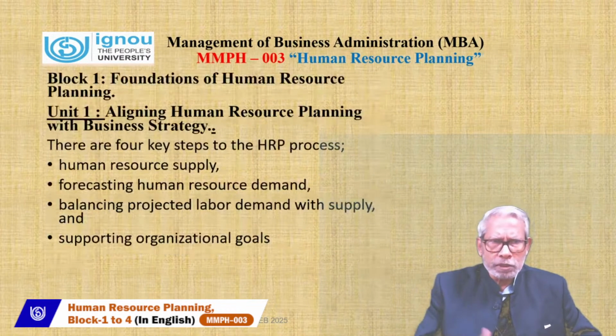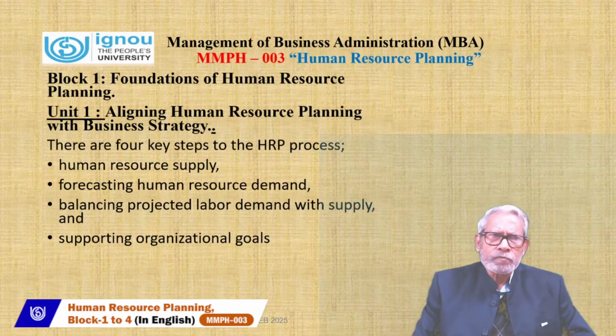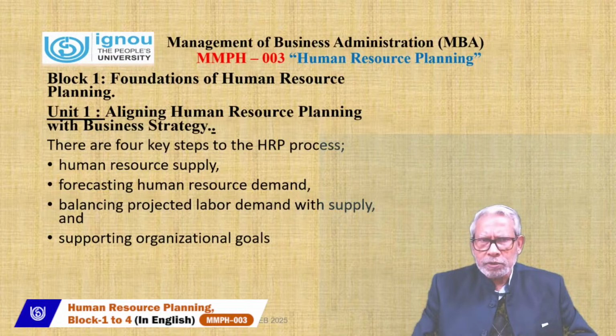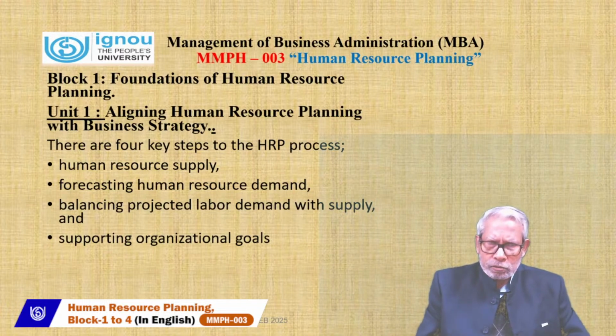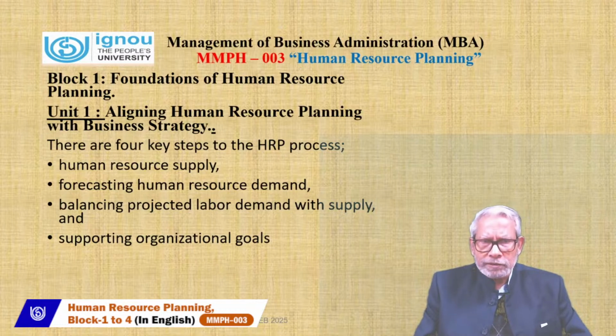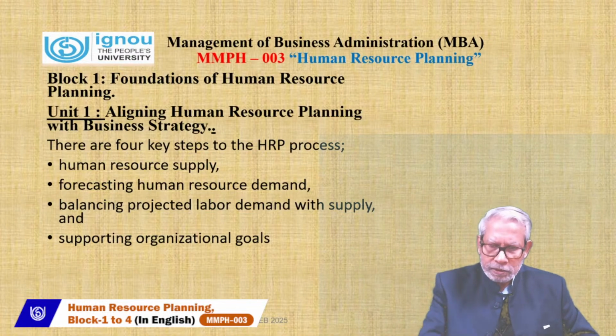Let's now highlight some points where we have seen the alignment of planning, how to align things. There are 4 key steps that we have seen: the human resource supply, forecasting the human resource demand, forecasting the projected labor demand and supply, and supporting the organizational forces. All of these are key steps for the process.